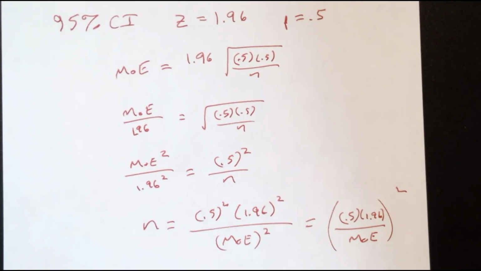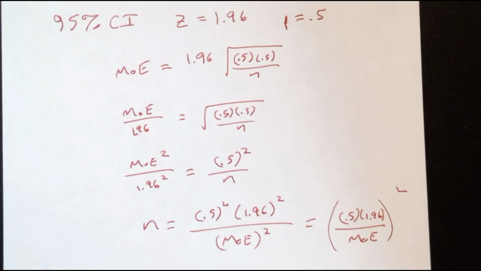So if you tell me you want a 0.03, a 3% margin of error, I can tell you how big the sample size needs to be. And I can work this both ways. If you have a sample of 1,000 people, you'll get about a 3.5% margin of error.